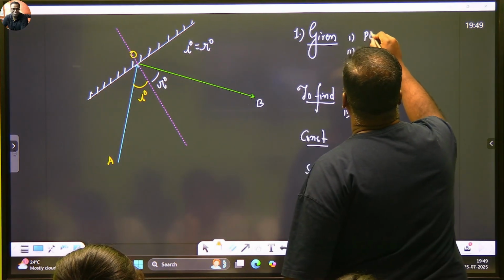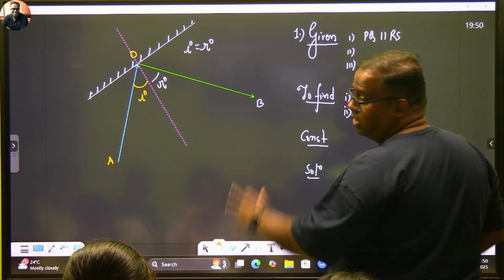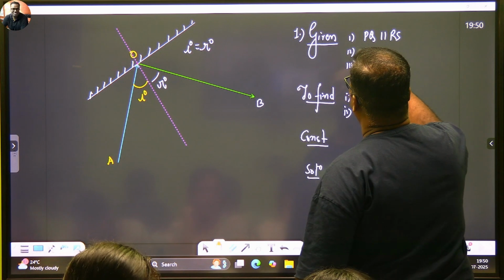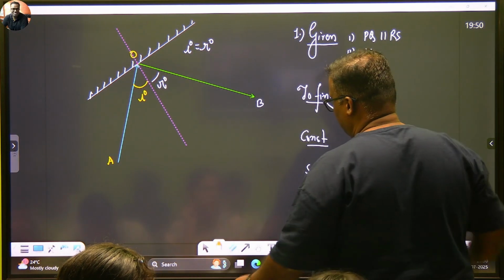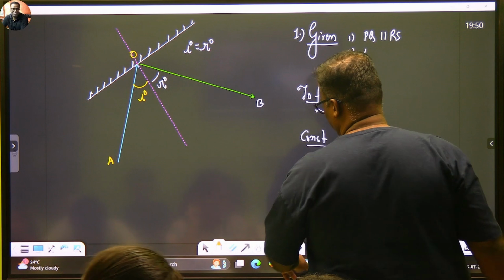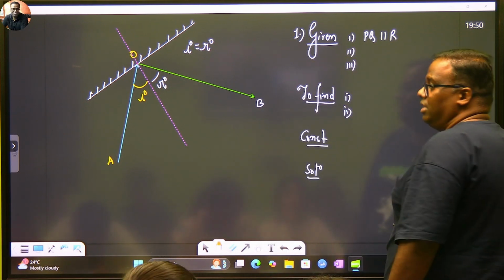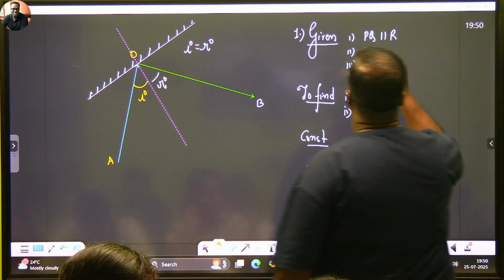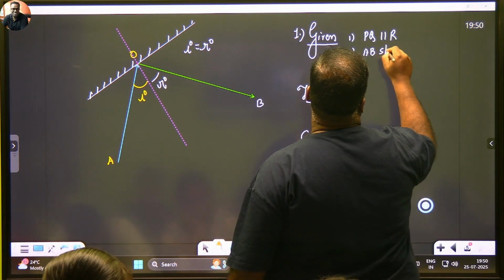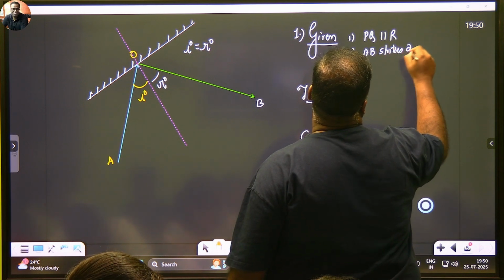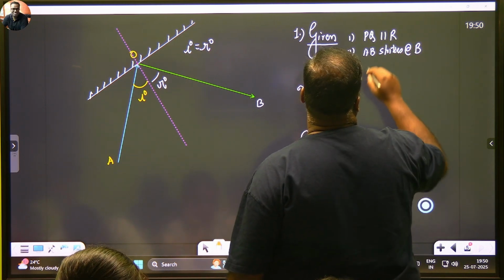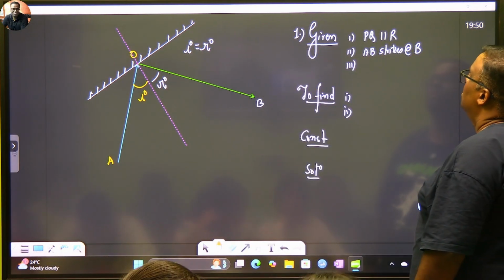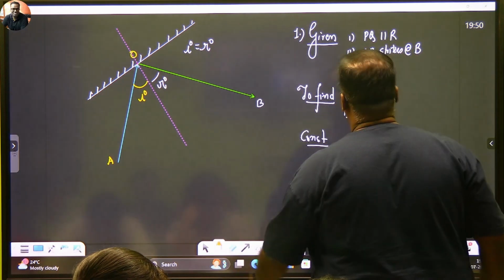PQ is parallel to RS, and I'll try to make the diagram based on this. Okay, PQ is parallel to RS. Then AB strikes PQ at B. That AB strikes PQ at B is nothing that we will write as a given data. Okay, then any other thing? C. Okay, fine, we'll write it. AB strikes at B. B or P? B. How can AB strike PQ at B?